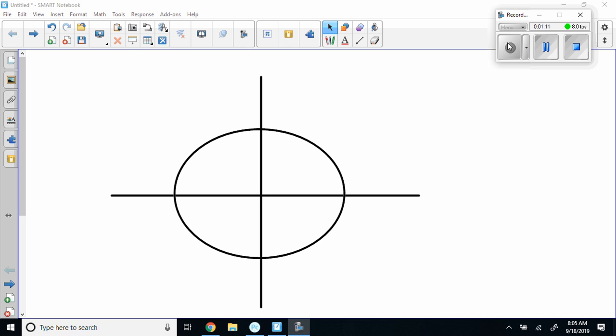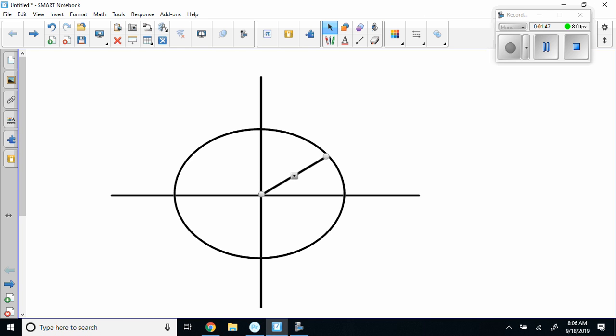Now, today's lesson, you're going to evaluate trig functions with degrees and with radians. And the key to this is the unit circle. Okay? Key to this is the unit circle. So what I'm going to do is draw a radius.